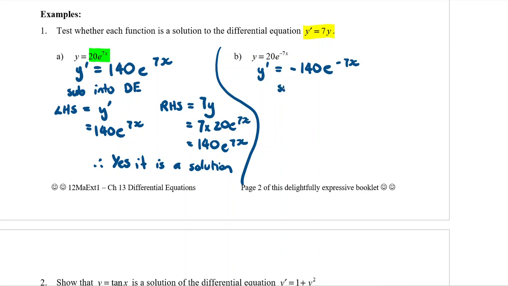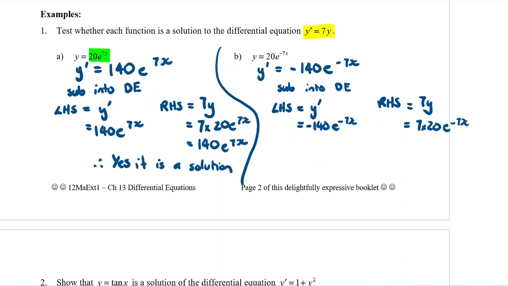So subbing into the differential equation, we're going to get left-hand side equals, so the left-hand side was equal to y dash, so that was just the minus 140. And the right-hand side, which I know you're already working on, was the 7y. Y was just 20e to the minus 7x. So 7 times 20e to the minus 7x. It is so close, but it's a positive. So they are not the same because one's positive, one's negative. So left-hand side is not equal to the right-hand side, which means it's not a solution.